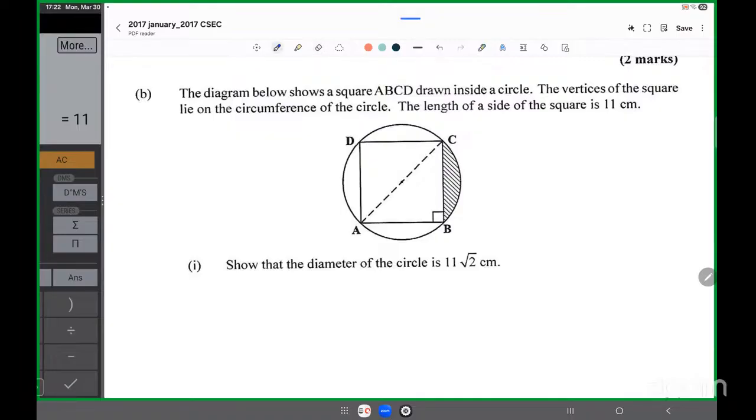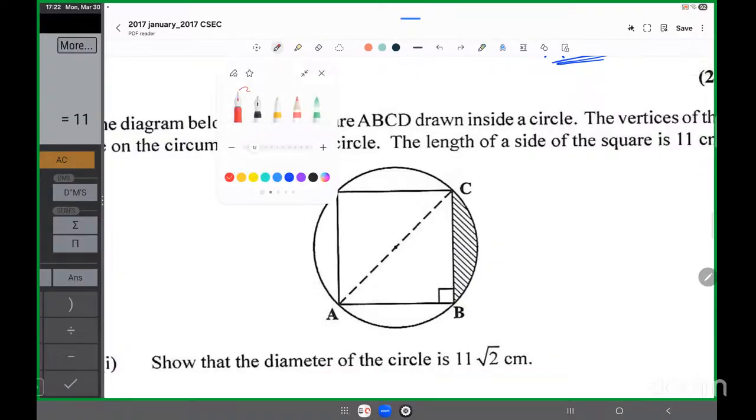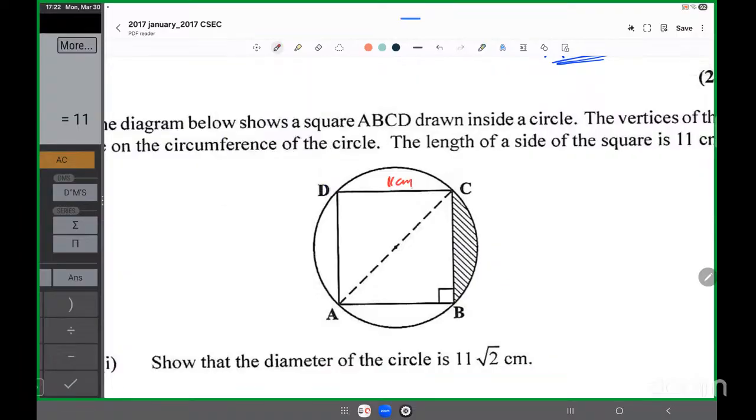It says the length of a side of a square is 11 centimeters. So each of these sides is 11 centimeters. Put them on in red. This is 11 centimeters, 11 centimeters, 11 centimeters, and this side is also 11 centimeters.